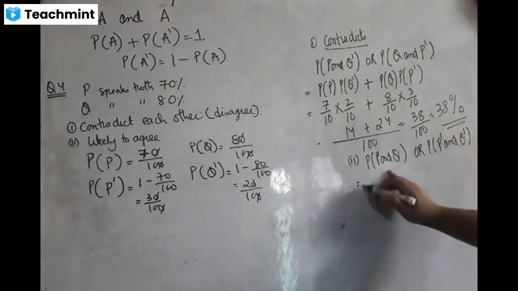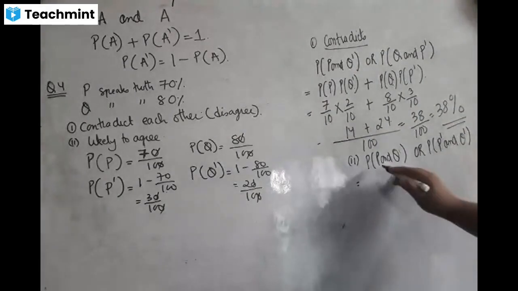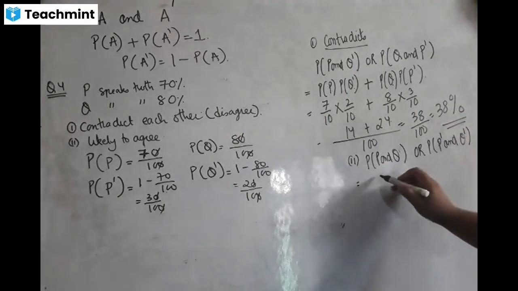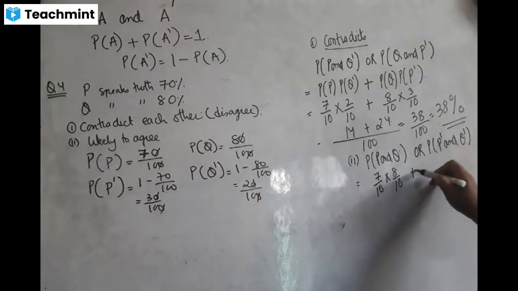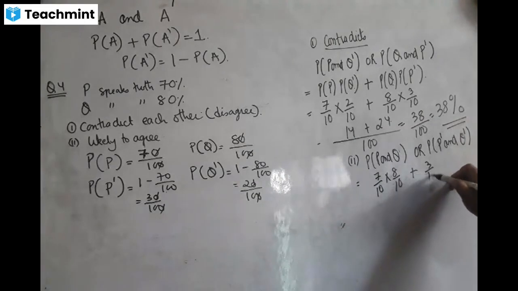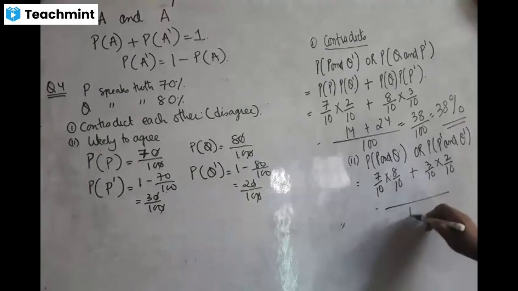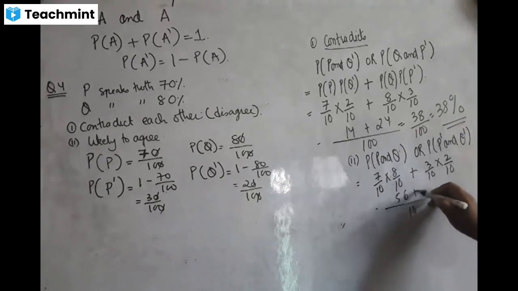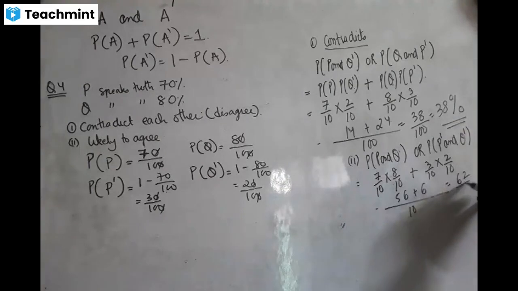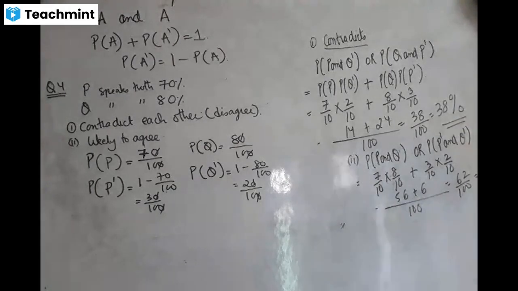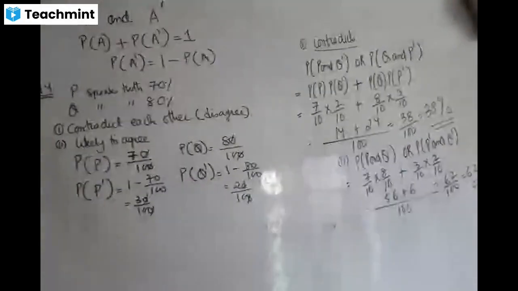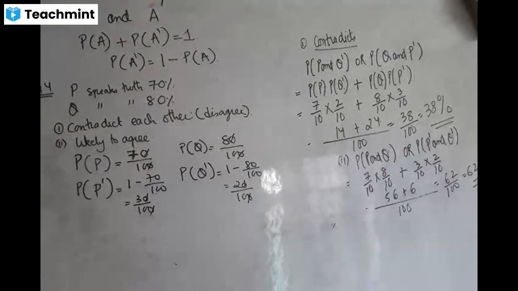So tell me the formula, please. Probability of P, I'll do it directly. So probability of P is 7 by 10. Probability of Q is 8 by 10. Plus probability of P dash is 3 by 10, and probability of Q dash is 2 by 10. So the LCM is 10. 7 8s is 56 plus 3 2s are 6, is 62 by 100. So there is a 62% chance that the two persons are likely to agree on stating the same fact.